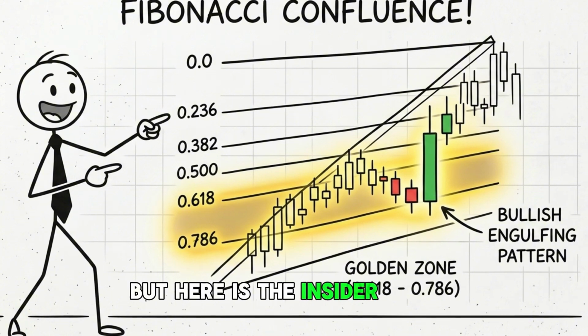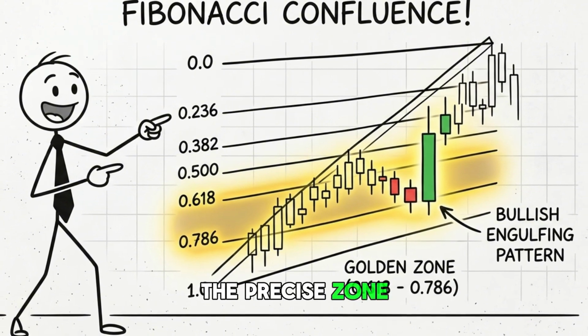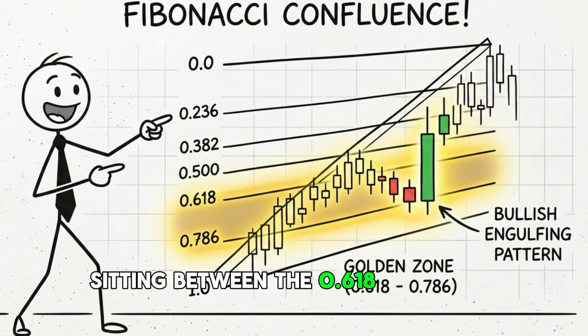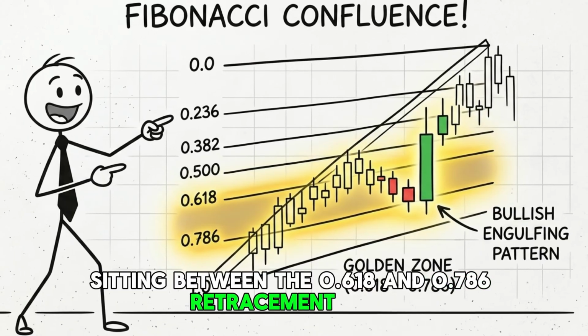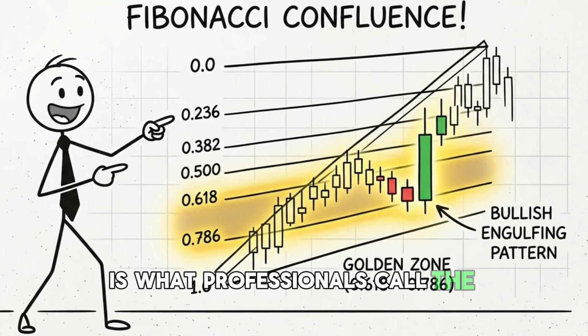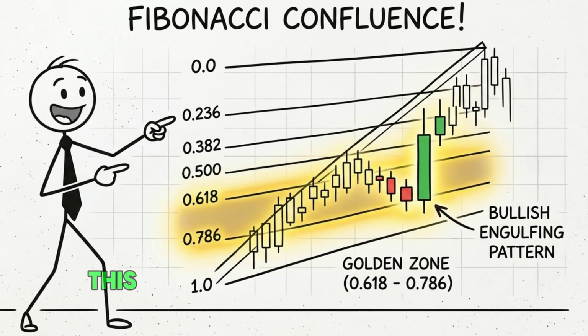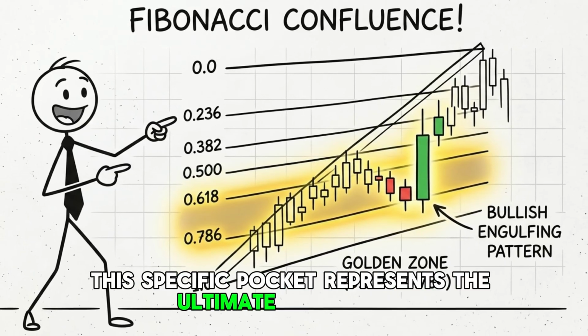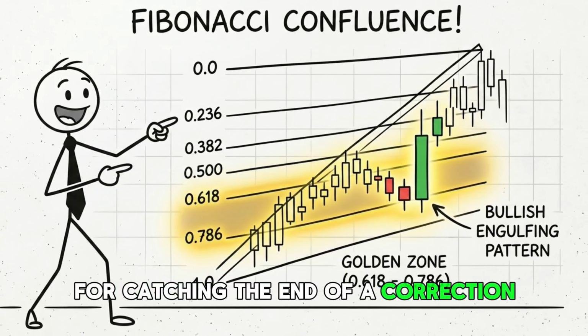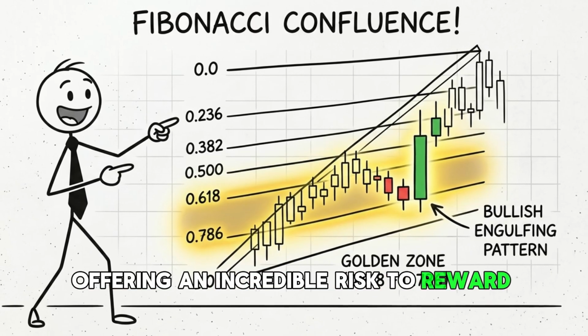But here is the insider secret. The precise zone sitting between the 0.618 and 0.786 retracement lines is what professionals call the Fibonacci golden zone. This specific pocket represents the ultimate sweet spot for catching the end of a correction, offering an incredible risk-to-reward ratio.